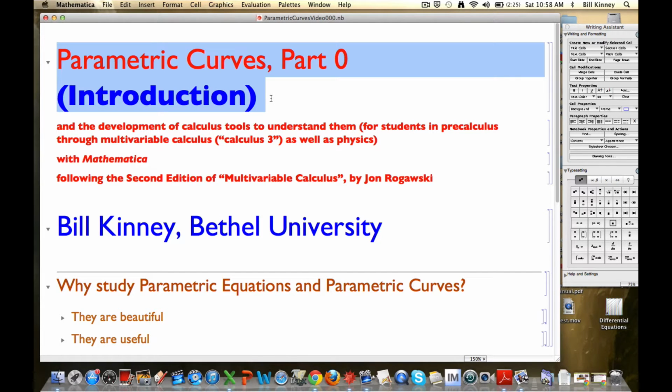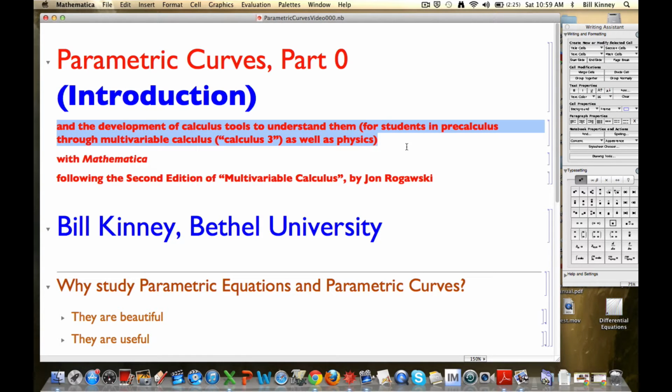I'm going to make many videos about parametric curves. They are very interesting to me, and I want to help students that are in pre-calculus through multivariable calculus, as well as physics classes, to understand them. So I'll be teaching you about parametric curves, and I'll also be teaching you about Mathematica.